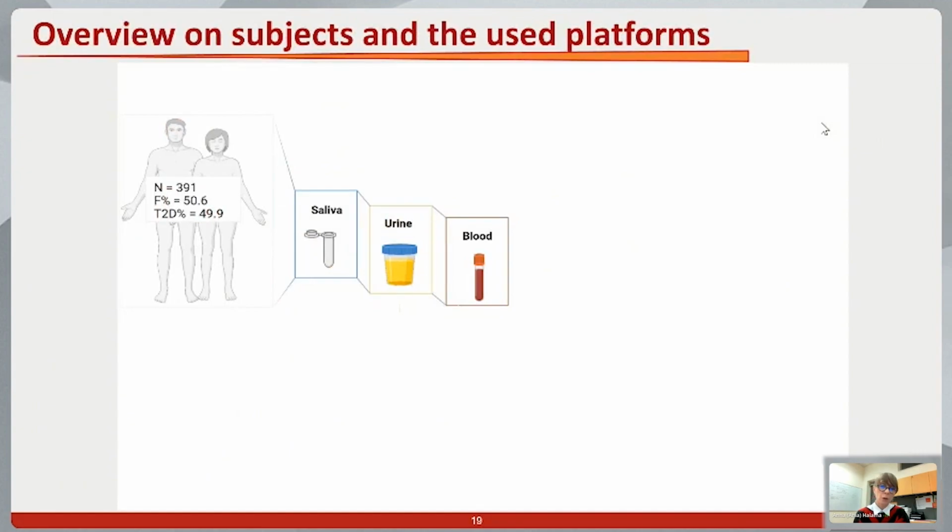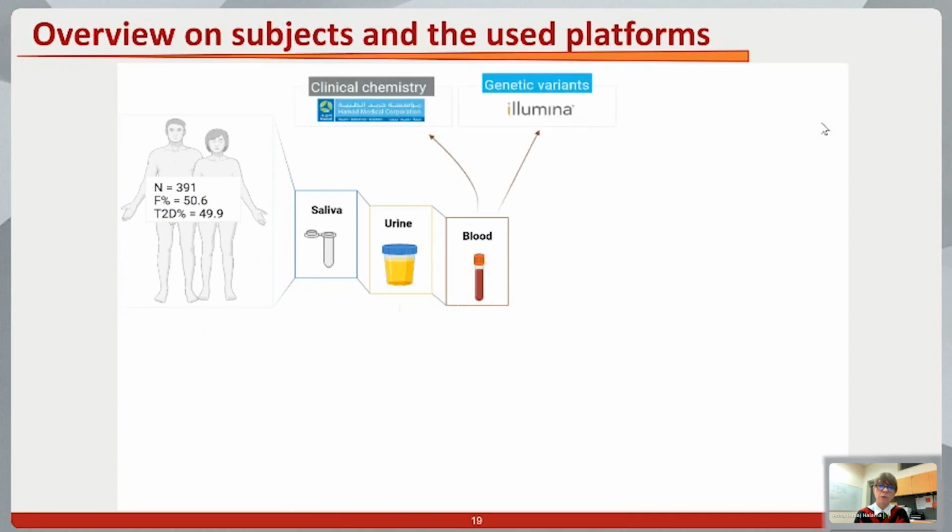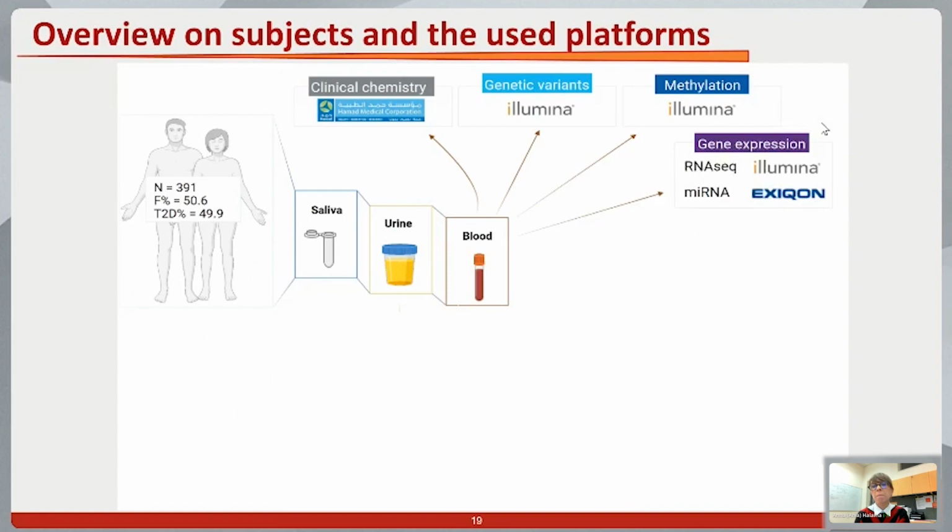So we had multiple aliquots of the saliva, urine, and blood, and this is what we did with them. We had clinical chemistry data. We conducted our genomics profiling using Illumina. Also, we looked at methylation using Illumina. For gene expression profiling, we had RNA-seq with Illumina again, as well as microRNA using HTG. And proteomics was measured with two different technologies, one is Olink and the second is Soma, and this was done from blood.